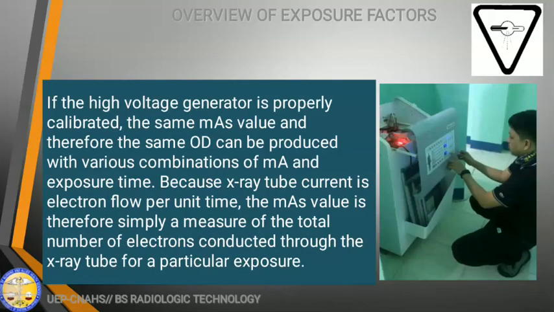Okay? So, if the high voltage generator is properly calibrated, the same MAS value and therefore the same OD can be produced with various combinations of MA and exposure times. Because X-ray tube current is electron flow per unit time, the MAS value is therefore simply a measure of the total number of electrons conducted through the X-ray tube for a particular exposure. So, yung makikita nyo sa picture, this is the calibration process. Sabi nga dito, if the high voltage generator is properly calibrated, the same MAS value and therefore same OD can be produced with various combinations of MA and exposure time.